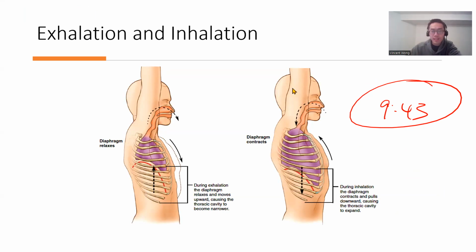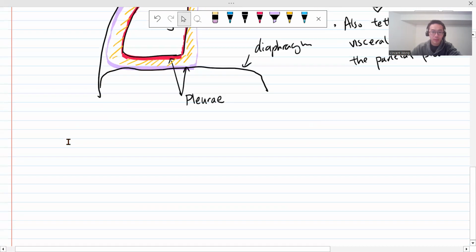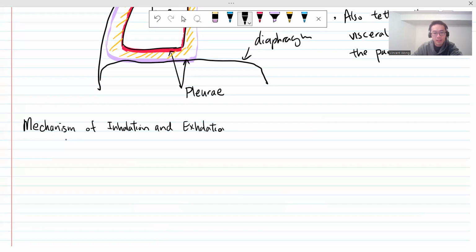All right, let's talk about breathing, exactly how it happens and all the moving parts related to it. We're going to take a note here. We call this the mechanism of inhalation and exhalation. Inhalation is breathing in, exhalation is breathing out.